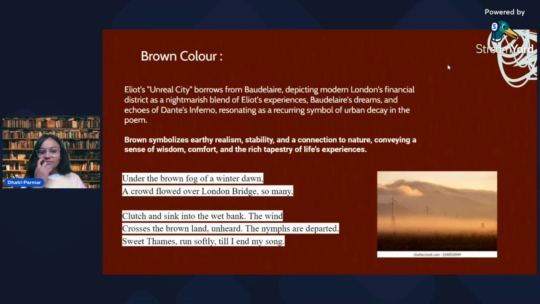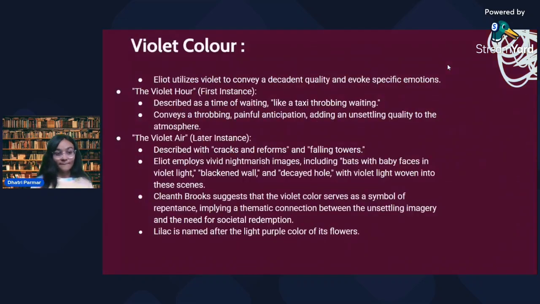Eliot's Unreal City borrows from Baudelaire, depicting modern London's financial district as a nightmarish blend of Eliot's experience, Baudelaire's dreams, and echoes of Dante's Inferno, resonating as a recurring symbol of urban decay in the poem. So, this also directly gives us symbols of the spiritual degradation in the town in modern times.